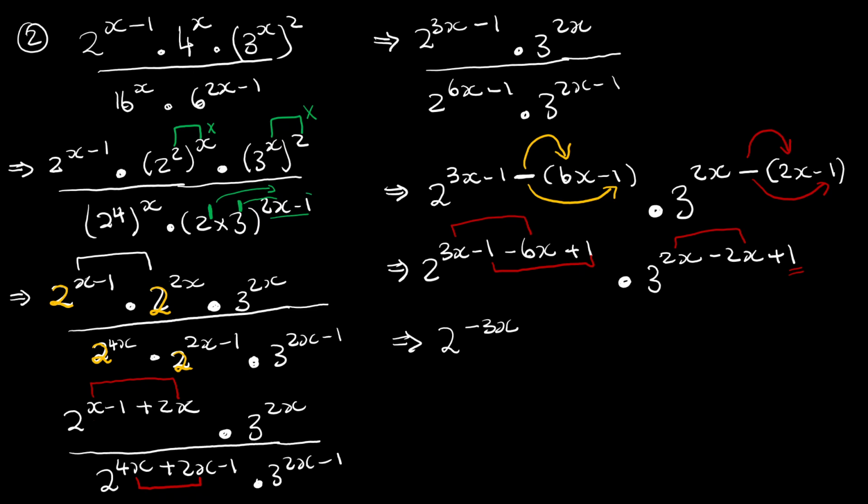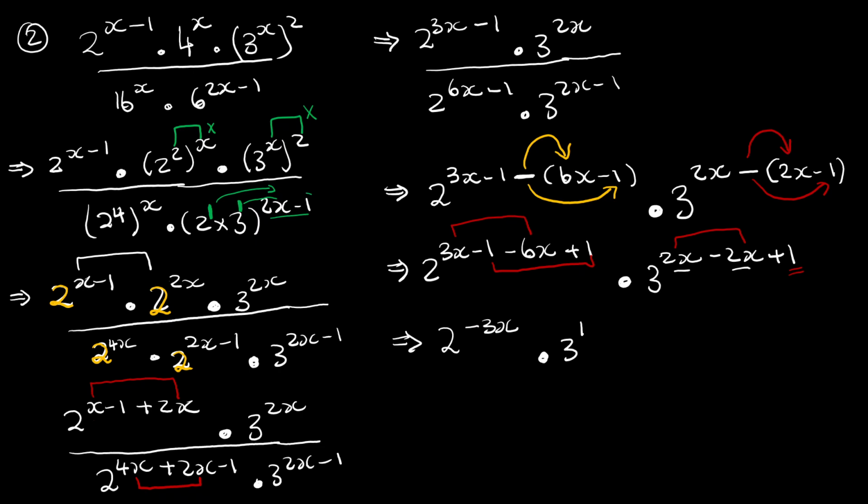Then minus 1 plus 1 is just 0. So this is multiplied by 2x minus 2x, that's 0. Then we add 1. So this will be 3 to the power 1, because these two cancel. And now, can we leave our answer like this? No. We have a negative exponent.